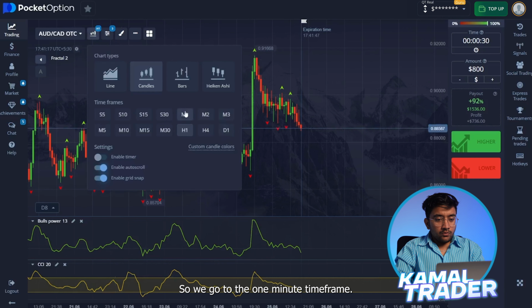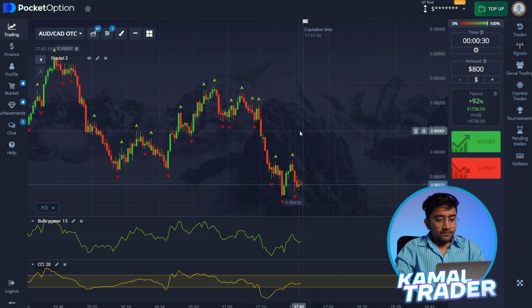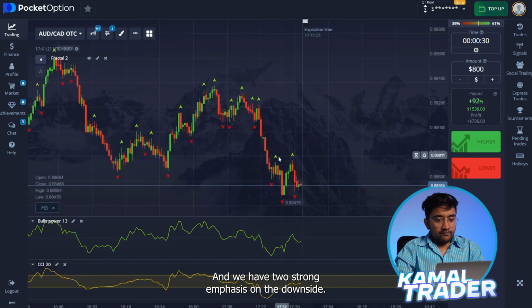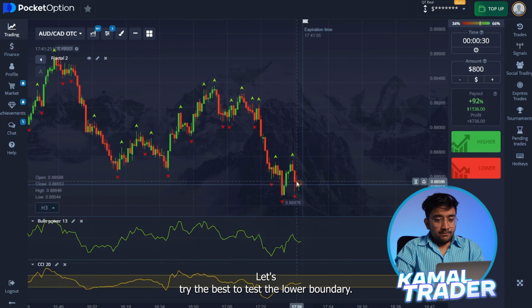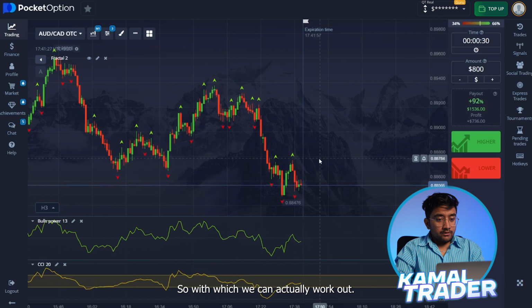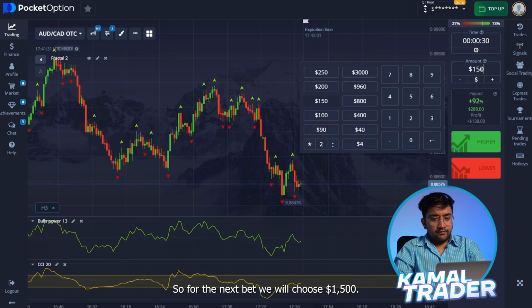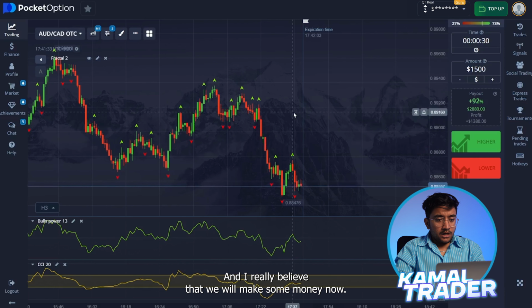So we go to the 1 minute time frame. Let's see what's going on here, and we have two strong emphases on the downside. Let's try to test the lower boundary, with which we can actually work now. Okay, so for the next bet we will choose $1,500, and I really believe that we'll make some money now.